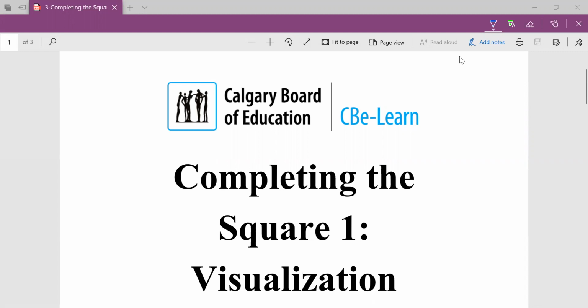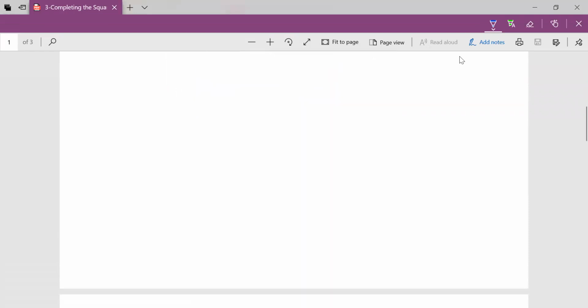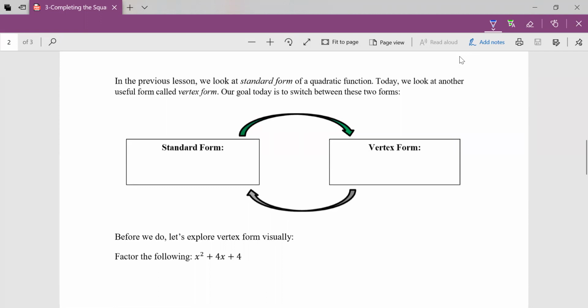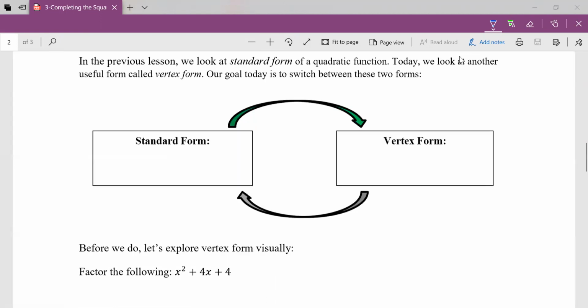Now, I'm going to make two videos for this. The first one I've called visualization, so you can see what the heck it is we're doing. And the second one will give us a bit more of an algebraic approach to this. Okay, what is completing the square?